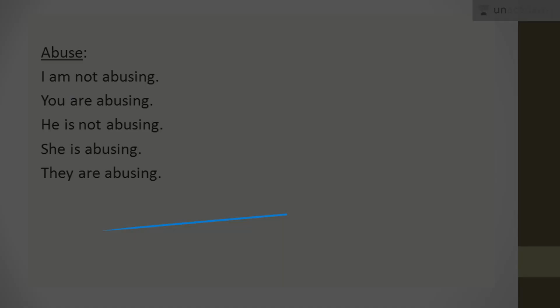Okay. Next I have abuse. Abuse means गाली बकना. Okay. So I am not abusing. You are abusing. Rahul, don't abuse. Okay. So you are actually abusing. He is not abusing. अब जो थर्ड पर्सन की मैं बात कर रहा हूं, जिसकी हम दोनों बात कर रहे हैं, ही इज नॉट अब्यूजिंग बट शी इज अब्यूजिंग. सिमिलरली मुझे दे के लिए बोलना हो तो दे आर अब्यूजिंग या दे आर नॉट अब्यूजिंग.